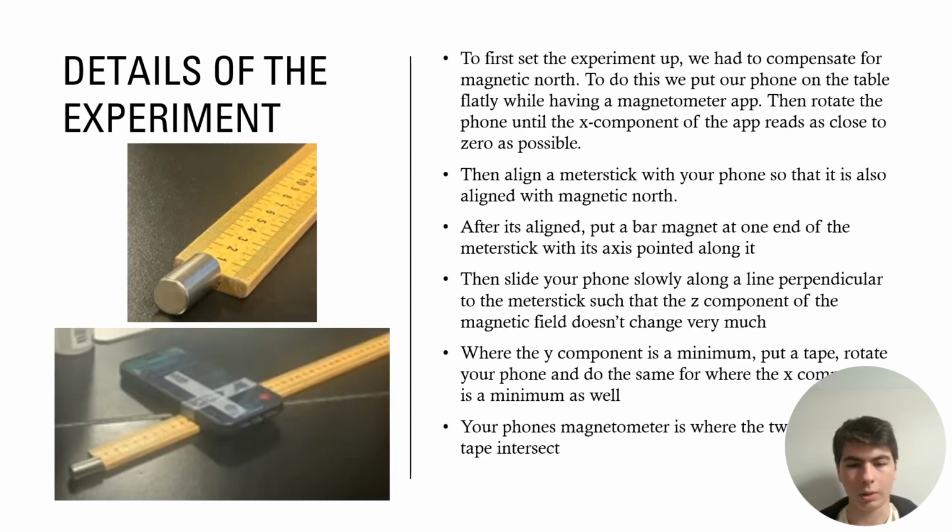So to just set this up again, we line our phone up with magnetic north using the magnetometer app, align the meter stick, put the bar magnet at the end of the meter stick, and then move the phone up and down the z-axis, find where the y component is a minimum, rotate the phone to put a tape there, find where the x component is a minimum, put a tape there, and where they intersect is where the phone's magnetometer is.